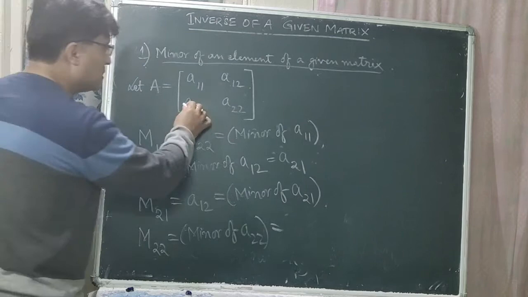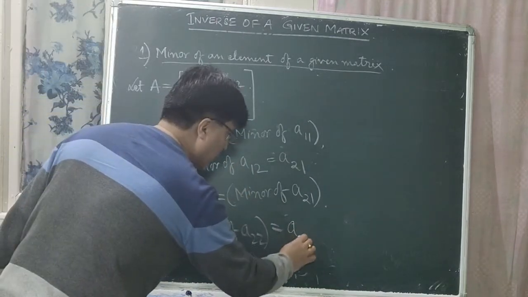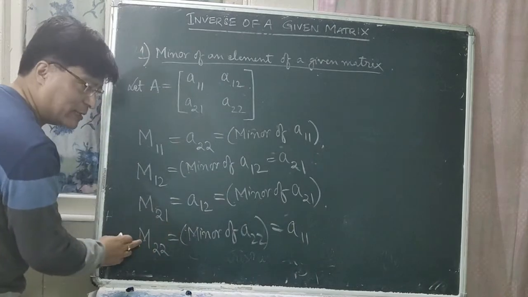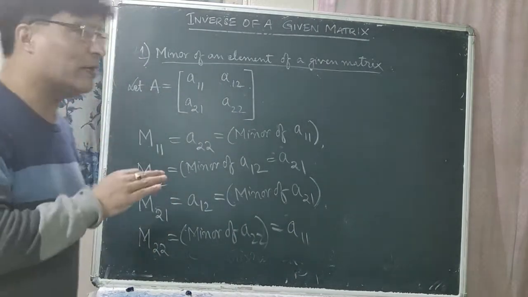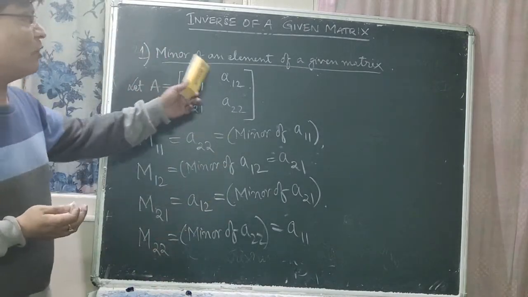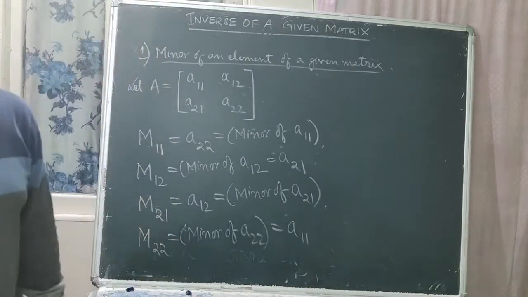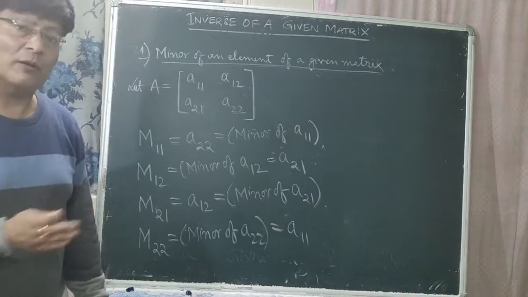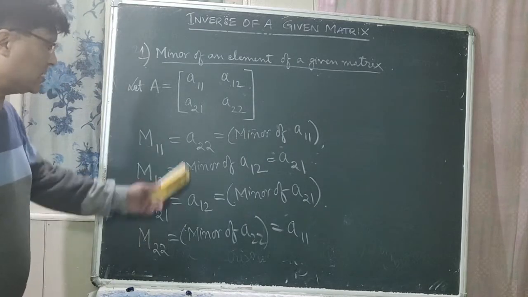That means you have to delete the second row and the second column. What do we get? A11. So A11 will be the minor of the element small a22. Is that clear? So how can we define minor of an element of a given matrix? The minor of an element of a given matrix is obtained by deleting the row and the column through that element. Is that clear? So this is an example.